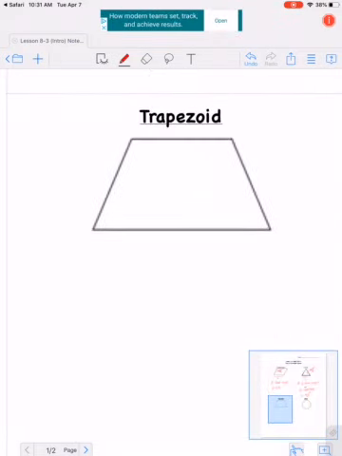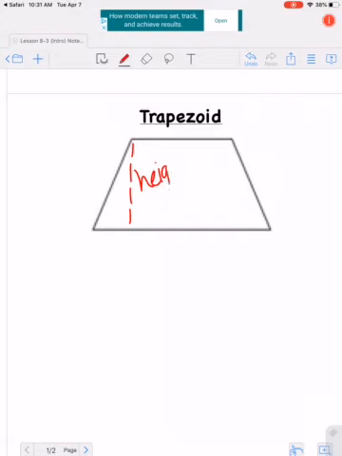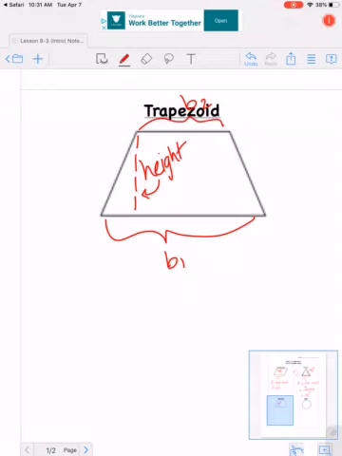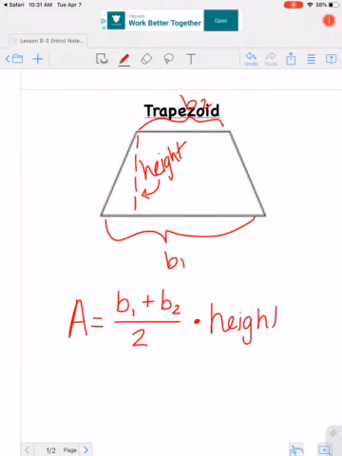Trapezoid, same thing. We're going to do our dashed line. This is going to be our height. With a trapezoid, you have actually 2 bases here. Base 1 is our bottom base, so B1, and our top base up here is going to be labeled B2. Our formula here is going to be base 1 plus base 2, everything divided by 2, and then that whole thing times your height, or your H.